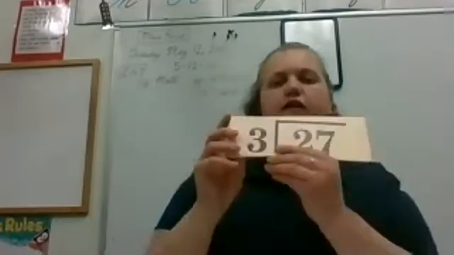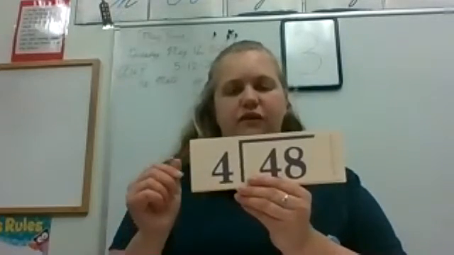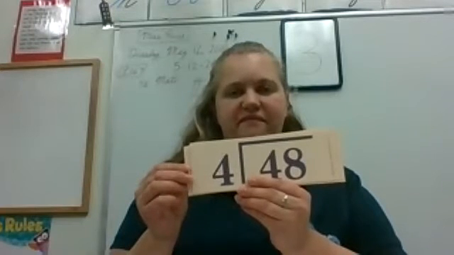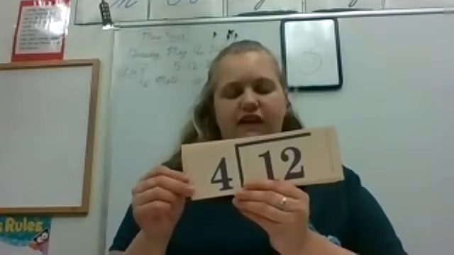All right, looks like we've got some division next, okay? 27 divided by 3, 9. 24 divided by 3, 8. 48 divided by 6, 8. 25 divided by 5, 5. 20 divided by 4, 5. 48 divided by 4, 12. 21 divided by 3, 7. 12 divided by 4, 3. And we're back at the beginning.